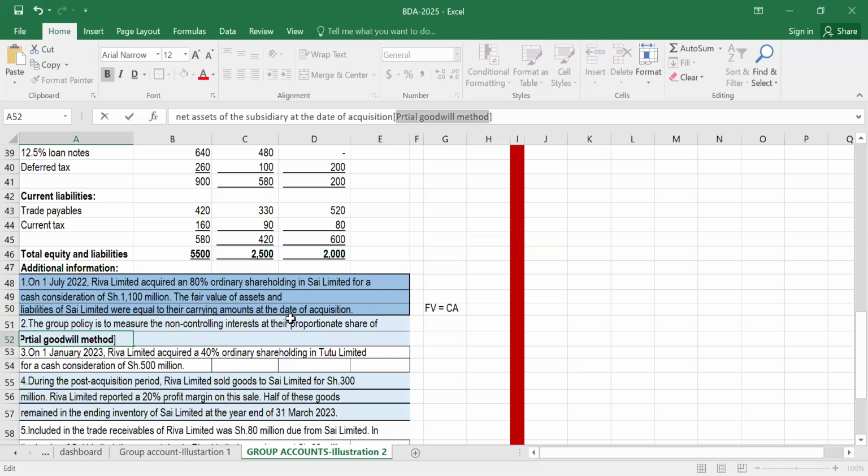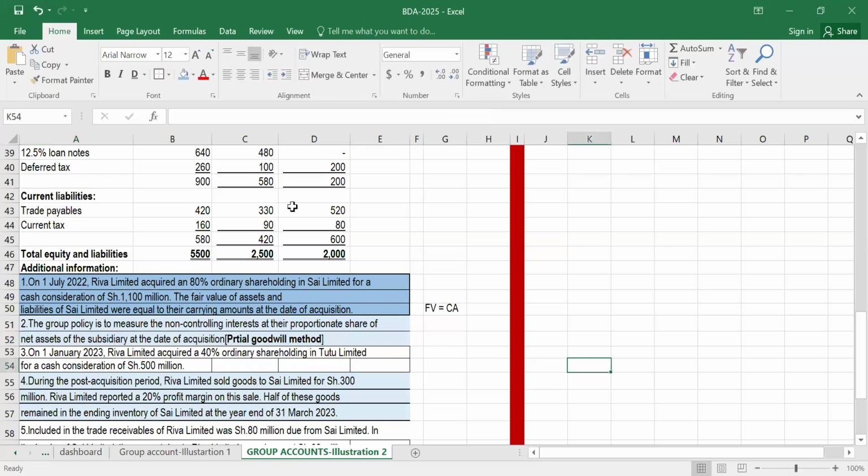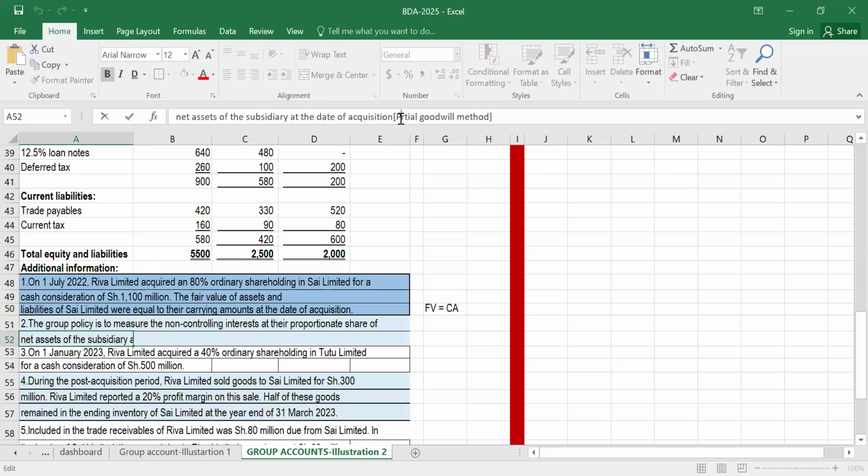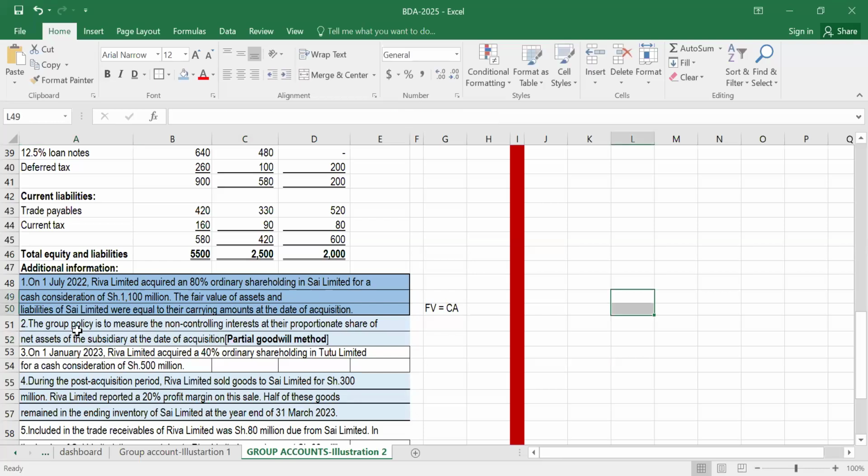So therefore, in this case, when computing the goodwill, you're going to compute the goodwill using the partial goodwill method because of this policy. Because we are told the policy of the group is to measure NCI at their proportionate share. So that is also to be used in the computation of goodwill.